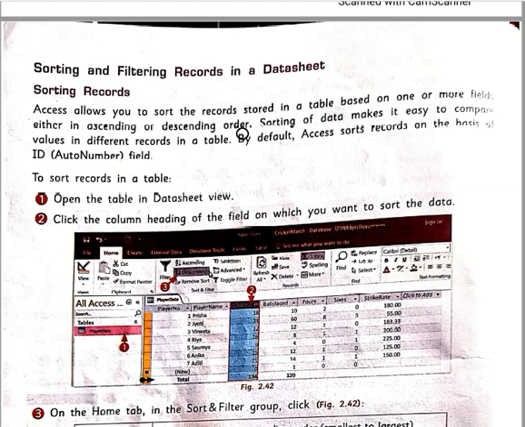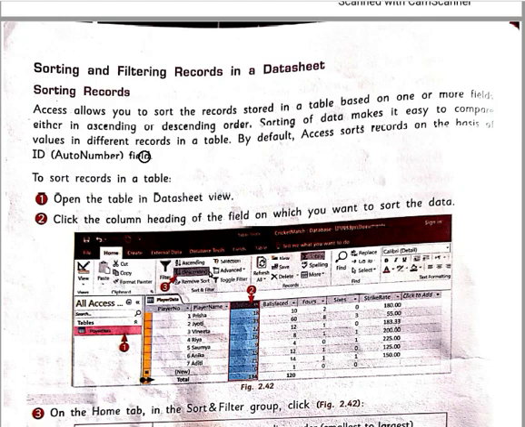So sorting of data makes it easy to compare the values. Okay, so by default Access sorts records on the basis of ID, that is the AutoNumber field. Suppose we have entered first a big number, then a bigger number, then again a smaller number. In this way the computer saves the data. It does not automatically put the data in ascending or descending order. We need to sort it manually.